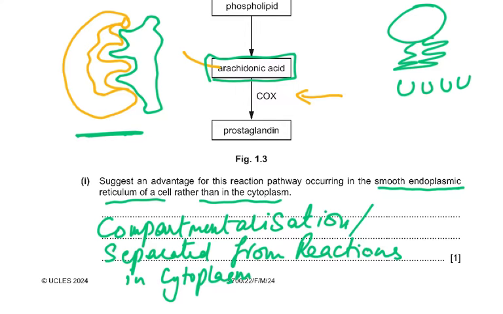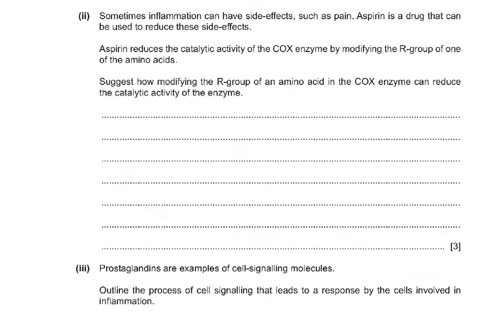So that's a very simple question: why would the rate of any enzyme action be reduced? Because it will affect the shape of the active site. So the fact that they're asking you in the question is, they've shown you that by modifying the R group of one of the amino acids.